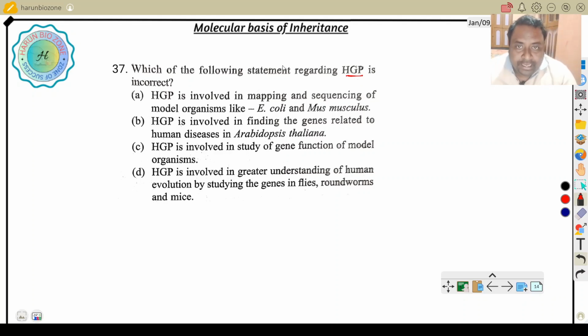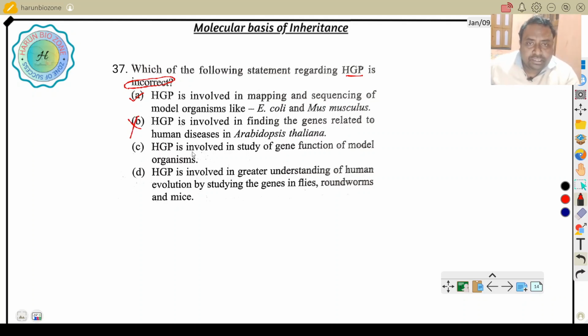So here which option is incorrect? HGP is involved in the mapping and sequencing of model organisms, E. coli, Mus musculus. The main function of the Human Genome Project is chromosome mapping and sequencing, to know the nucleotide sequence. HGP involves finding the genes related to human disease. In Arabidopsis a very small number of genes are present.